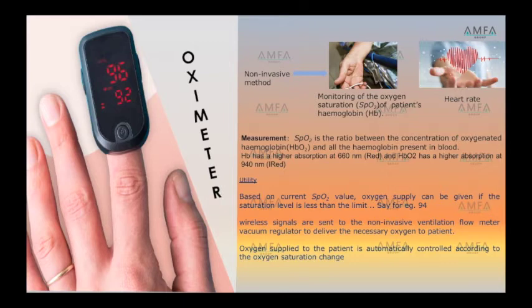And how is this measurement utilized? Based on the patient's current SpO2, oxygen supply can be given if the saturation level is less than a certain specified limit. Normally, 95 is the recommended value. For somebody in the ICU or hospital care, wireless signals can also be sent to the non-invasive ventilation flow meter and the vacuum regulator, or the delivery can be adjusted. The oxygen supply to the patient is automatically controlled based on the oxygen saturation change received from the oximeter.